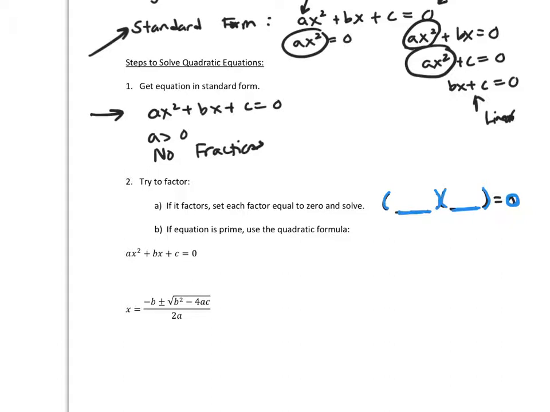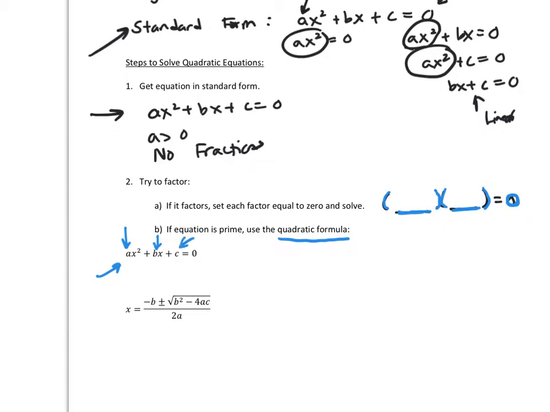If it will not factor, or if you can't figure out how to factor, always use the quadratic formula. The quadratic formula always works, okay? If you do not like to factor, use the quadratic formula. But you've already gone through step 1. It's in standard form. And then this number on x squared is a, the number on the x is b, and this is just a number.